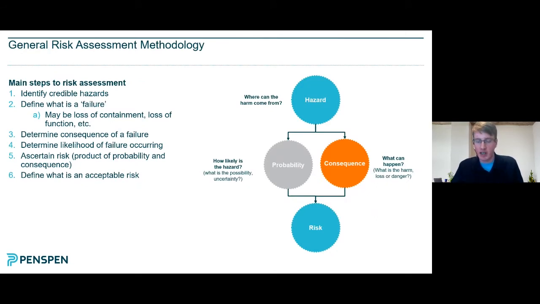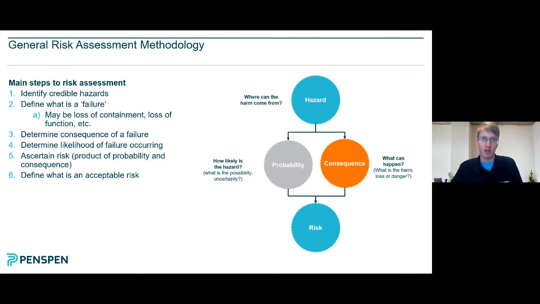So there are a number of techniques and tools and even various software and guidance for performing risk assessments, but there are some key steps that are worth bearing in mind. The first one is that it will always involve identifying the credible hazards. What is it that you're concerned about? What is it that's posing the threat to your asset? The next step then is to define what is a failure, so that you can compare apples with apples, really.